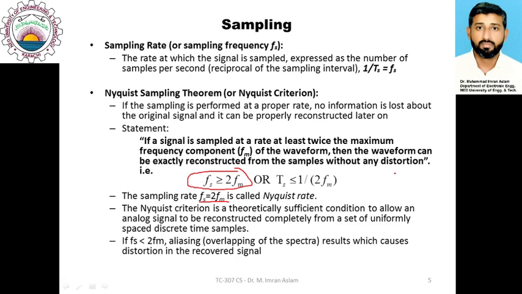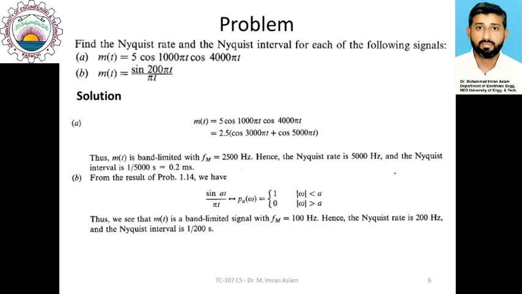For a typical value, we may take Fs to be equal to 2.2 FM, that is almost 10% extra samples for the reconstruction. This is the most practical consideration that we use for practical purposes. So let us take a simple problem here.